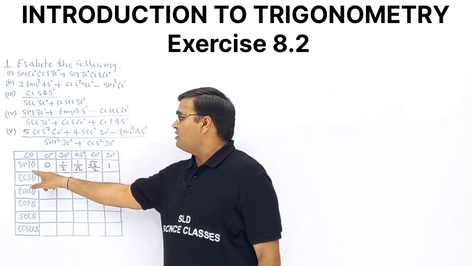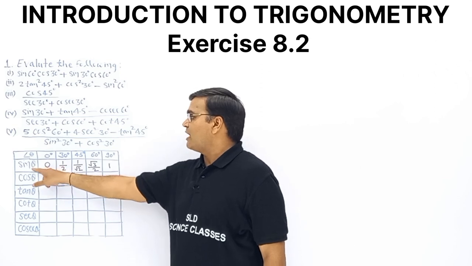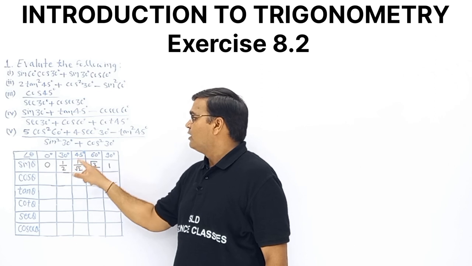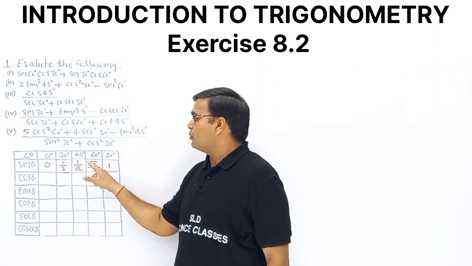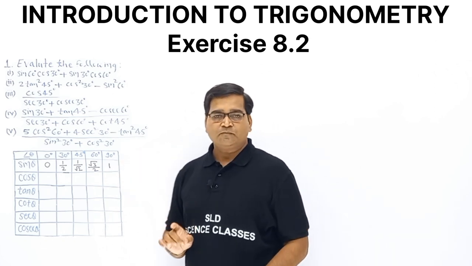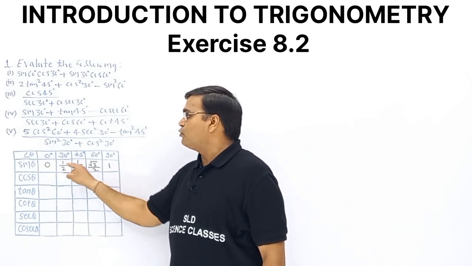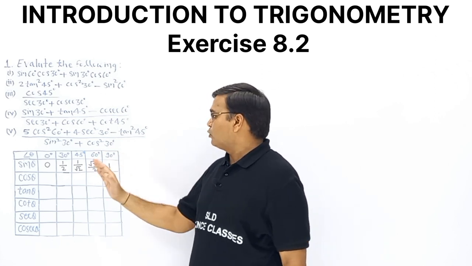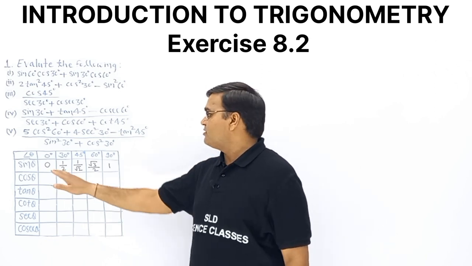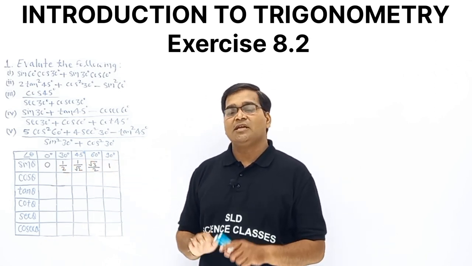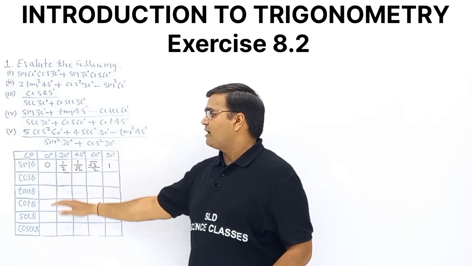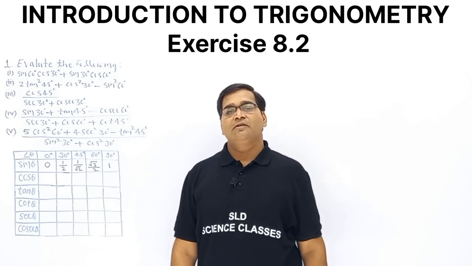We studied that sin theta for 0 degree is 0, for 30 degree its value is 1 by 2, for 45 degree 1 upon square root of 2, for 60 degree square root of 3 by 2, and for 90 degree 1. Once we know the values of sin theta from 0 to 90, we can complete this table. Only these should be known, then without any problem we can write all the values of the remaining trigonometric ratios.